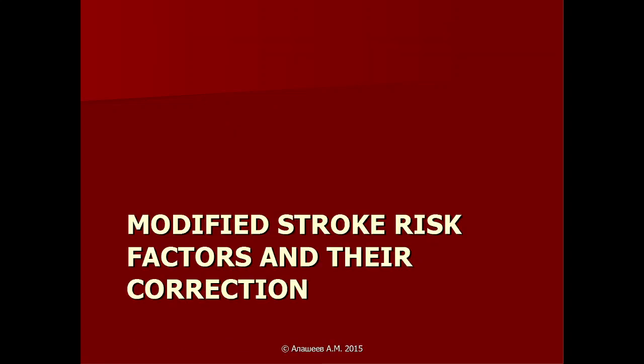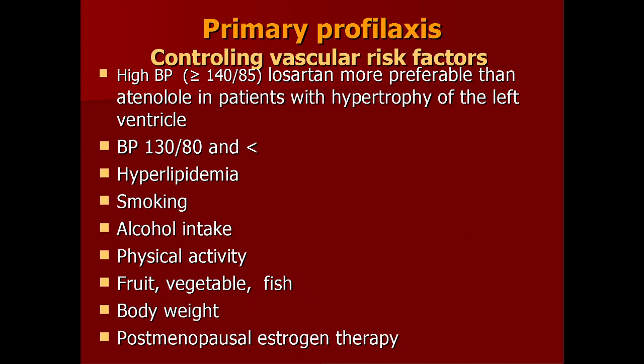We may classify risk factors into modified and unmodified. So let's pay attention to modified stroke risk factors and how to correct them. Primary prophylaxis is controlling vascular risk factors such as elevation of blood pressure: losartan more preferable than atenolol in patients with hypertrophy of the left ventricle, in blood pressure more than 140. Blood pressure more than 130 and 80 also should be corrected.